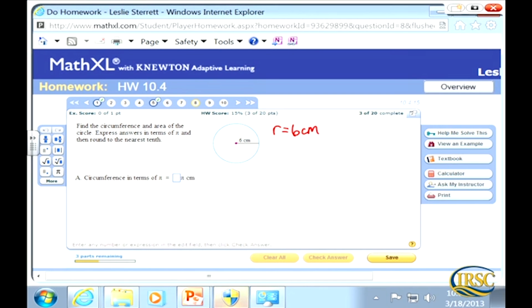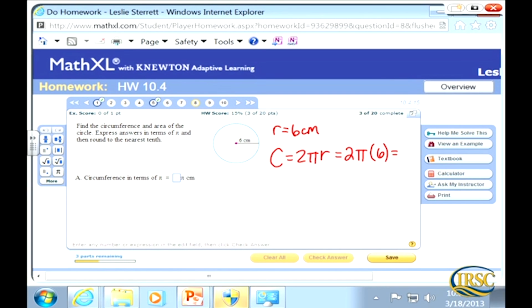The first thing it wants us to look for is circumference. So what formula might be the easiest to use? 2 pi r, good, because we're given the radius. Substituting that in, we have 2 times pi times 6. And so in terms of pi, what do we got? 12 pi. Just multiply the numbers together.